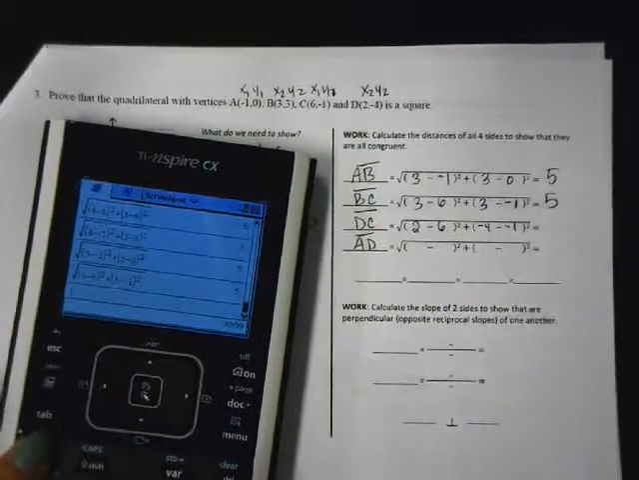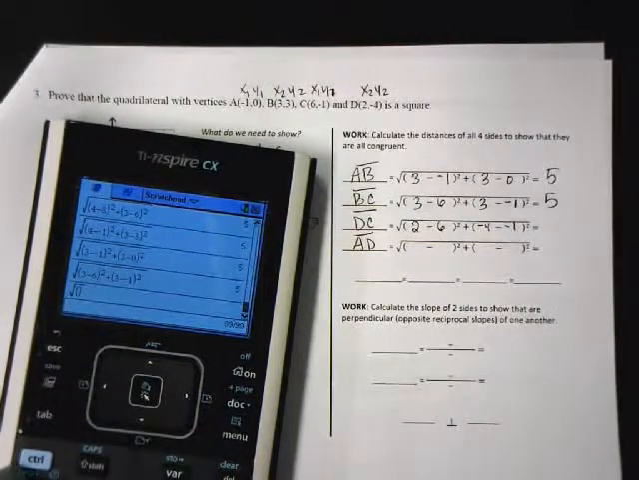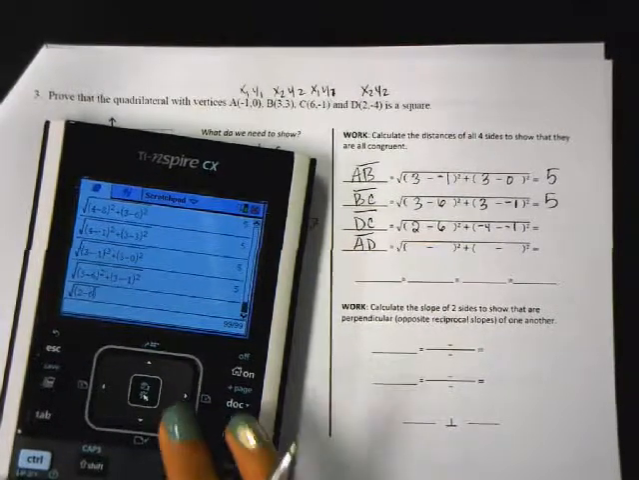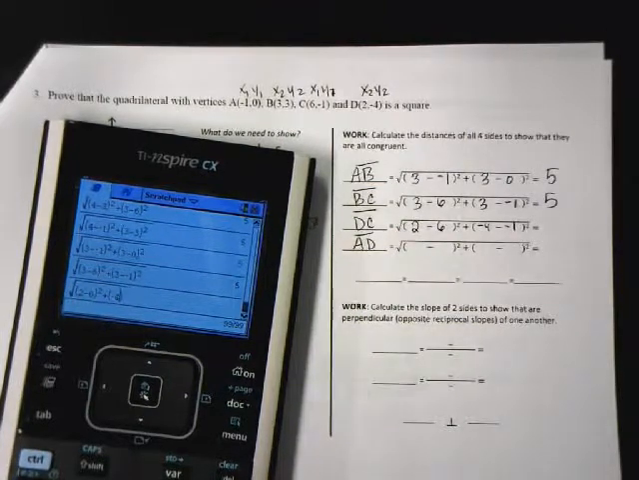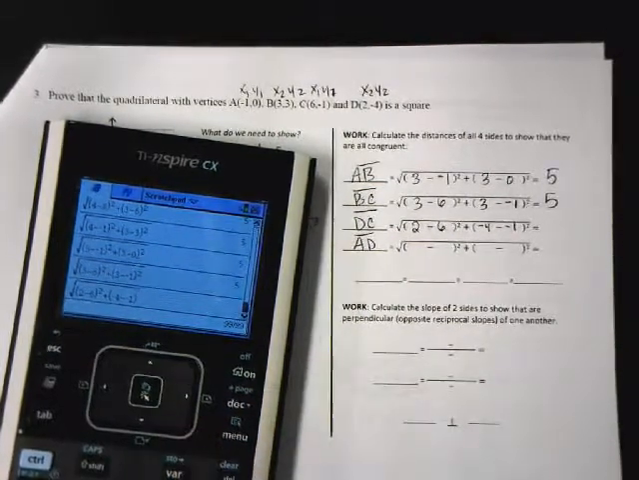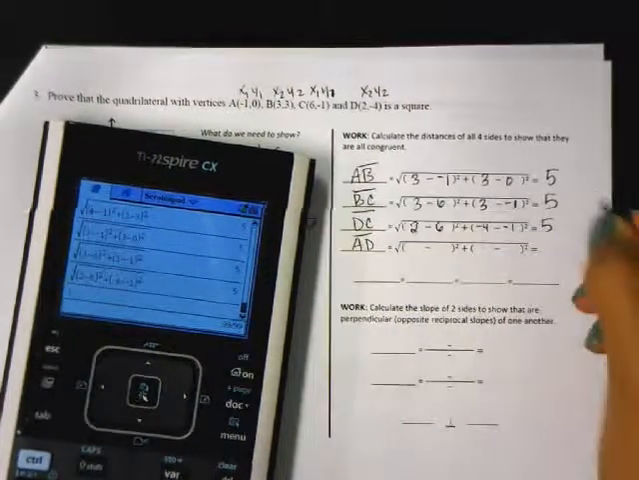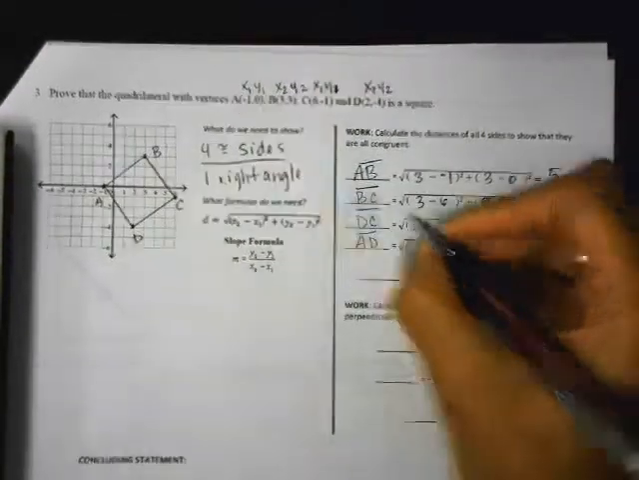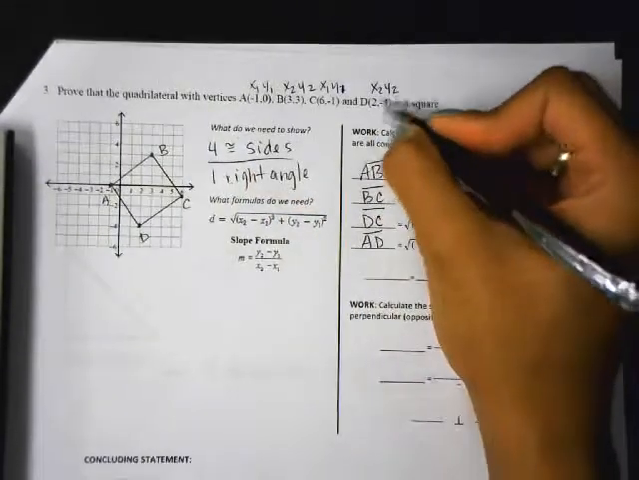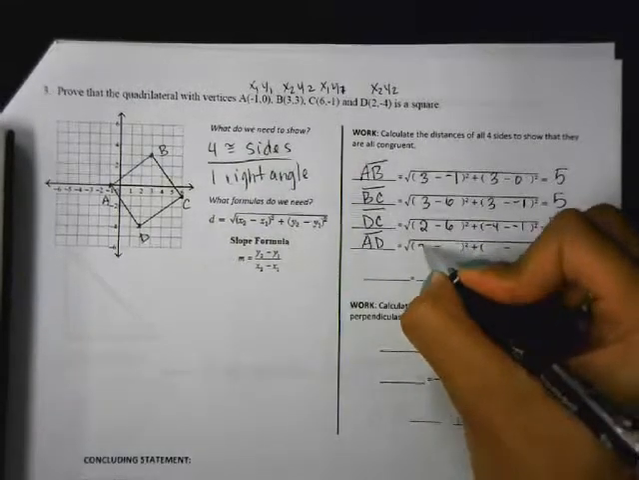Last one, AD. Notice that A is already labeled as x1s and D is already labeled as my x2s, so we can go ahead and move forward with that. x2, 2 minus x1, negative 1. y2, negative 4 minus y1, 0. Grab my calculator, square root, parentheses, 2, take away negative 1, square, plus, parentheses, negative 4 minus 0, square, enter, and I got 5 again.